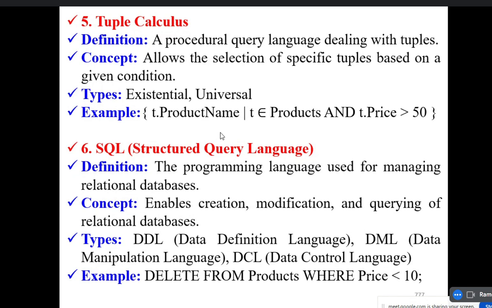DDL, DML, DCL: these are the relational database languages called data definition language, data manipulation language, and data control language that we use in SQL. Example: DELETE is a keyword from SQL. FROM is a keyword from SQL. Products is my table name. WHERE is a keyword. Price is my defined attribute, less than 10. This is my query, the way we write structured query language. Query is nothing but a question.